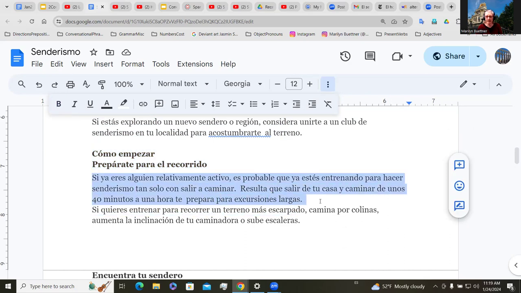Vale. ¿Alguien más quiere leer? Anybody else want to read? ¿Alguien quiere leer? Sí, Trish, ¿quieres leer un poquito? Oh, sí. Okay.